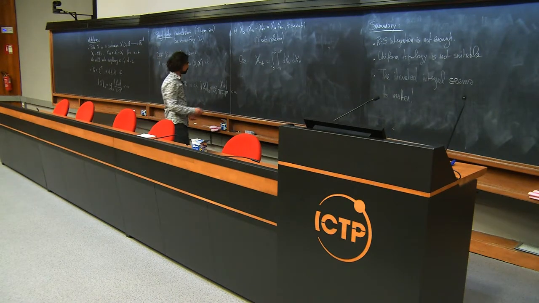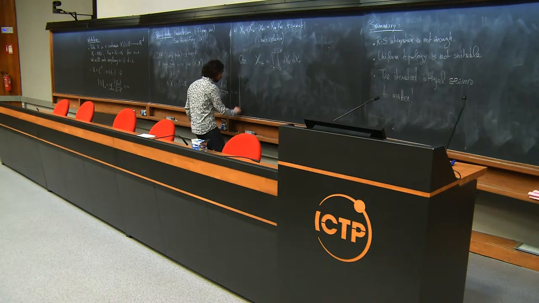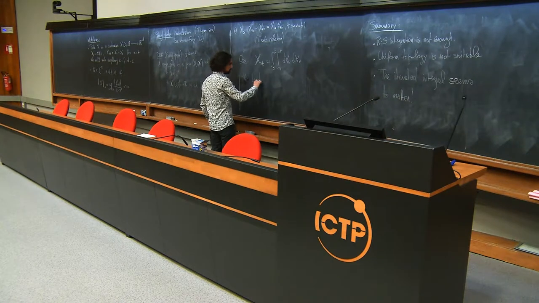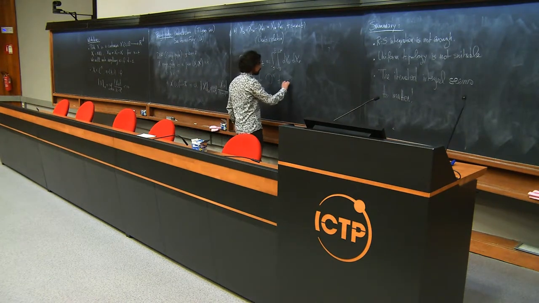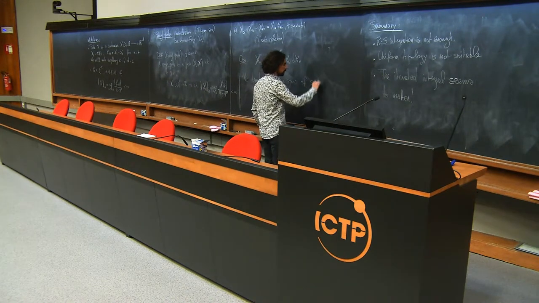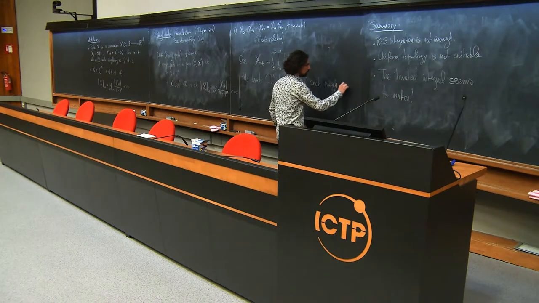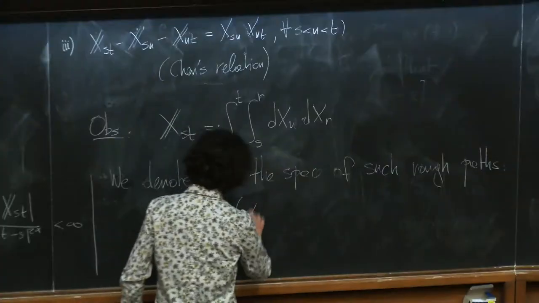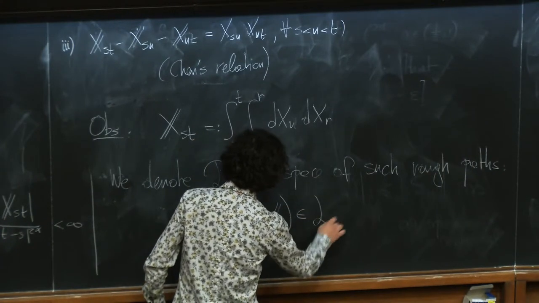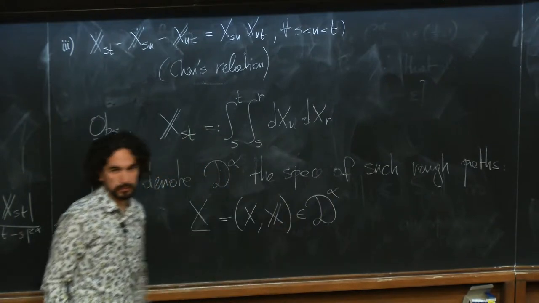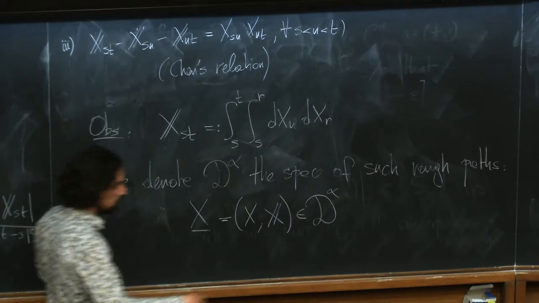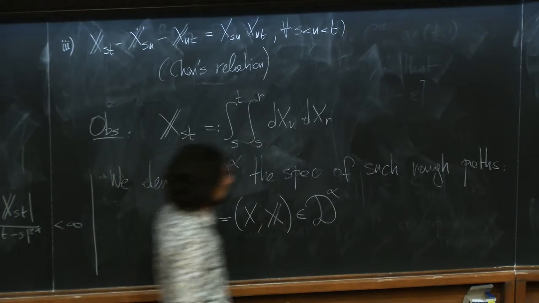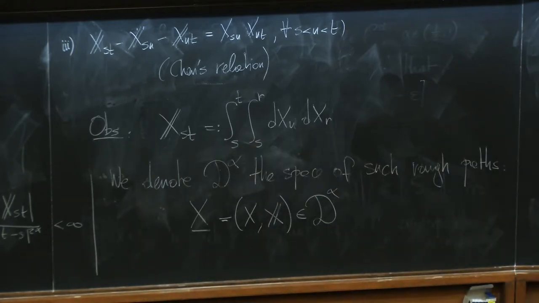so an observation is that, well, okay, so we denote the space of such rough paths, and we'll use the shorthand notation X with underline. So sometimes we will just say X belongs to D alpha. It's just an abuse of notation. So we say that I have to provide the iterated integral. And that's tricky because I lose uniqueness.